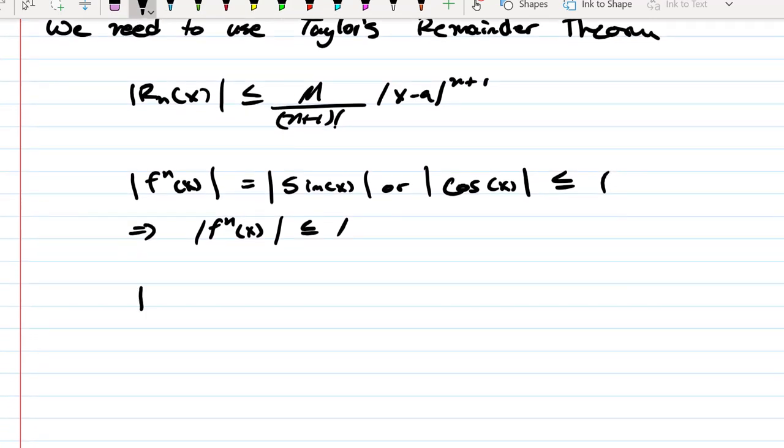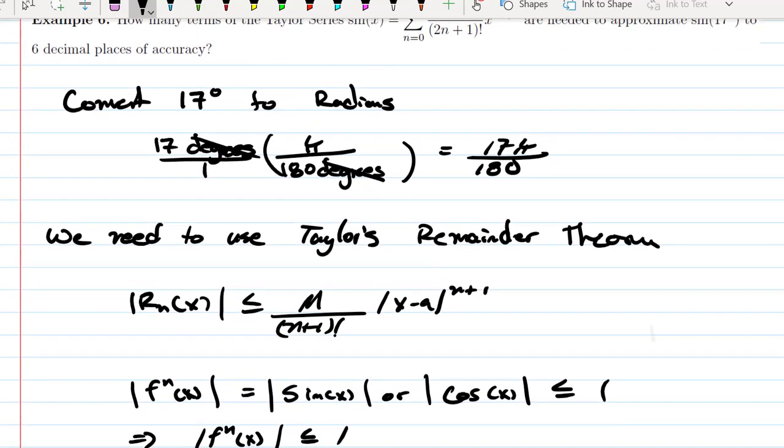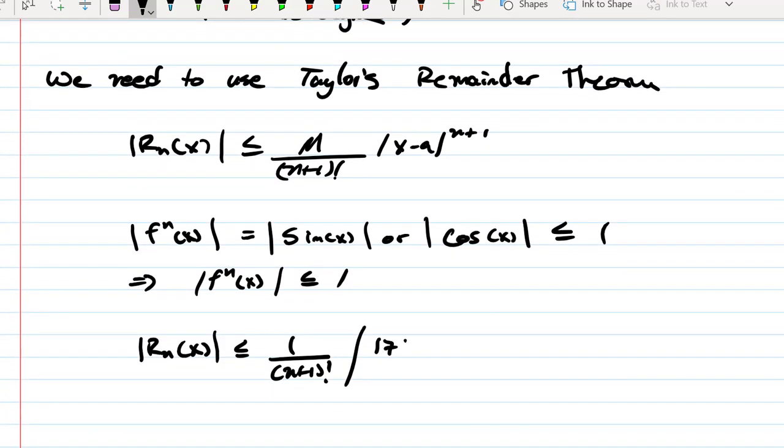So that tells us that the nth derivative of sine is always less than or equal to 1. So putting all of this into our remainder formula, we get 1 over n plus 1 factorial. Our center is 0, and our x is going to be 17 pi over 180 raised to the n plus 1.